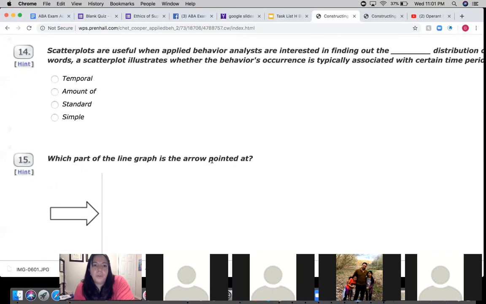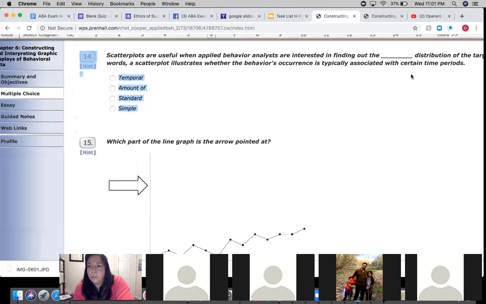Scatter plots are useful when applied behavior analysts are interested in finding out the blank distribution of the target behavior. A scatter plot illustrates whether the behavior's occurrence is typically associated with a certain time period: temporal, amount of, standard, or simple. Temporal.